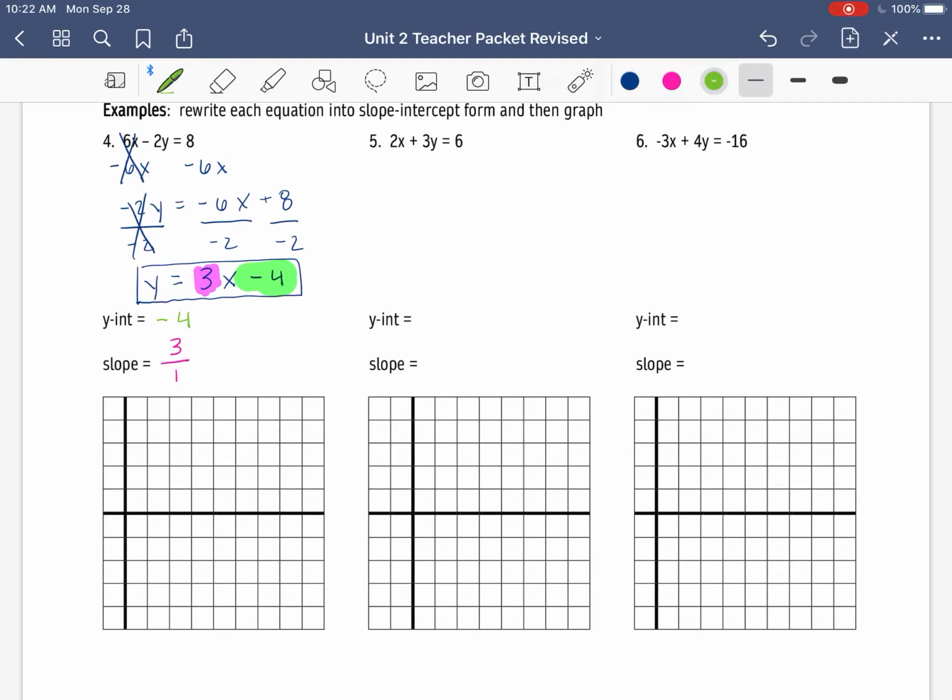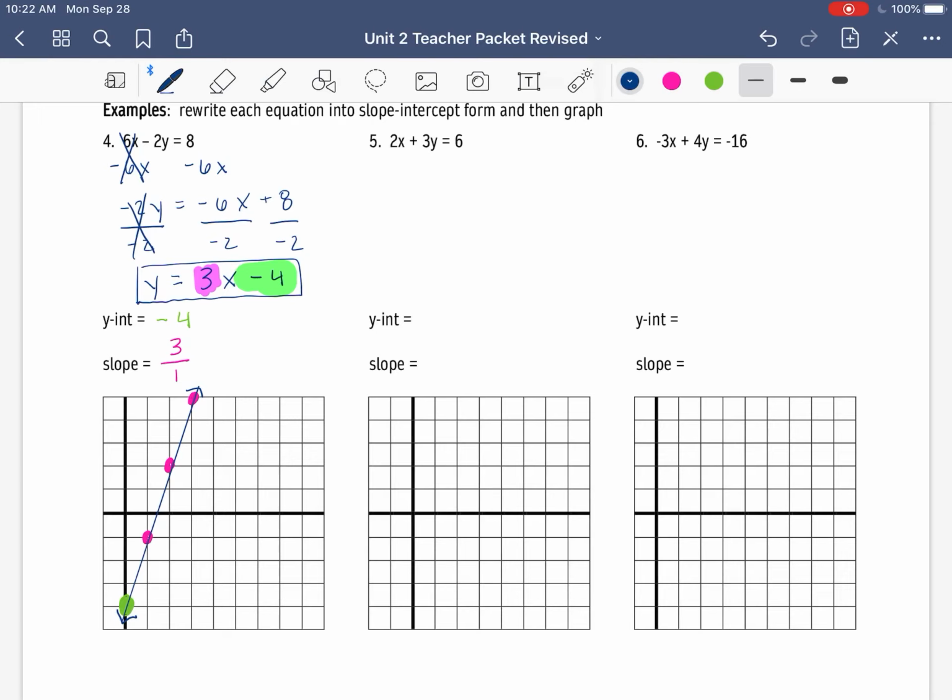And then for graphing, I start by plotting my y-intercept, which in this case is down at negative 4. And then I'm going to use my slope to go, it's positive 3 over positive 1. So I'm going to go up 3 and right 1 and put a dot. And I'm going to do that a couple of times. Up 3 and right 1. Up 3 and right 1. So when I draw my line, I'm going to go right through those points. And then I'm going to put my arrows on the end to show that my line keeps going in both directions. All right, so number 5 says 2x plus 3y equals 6.